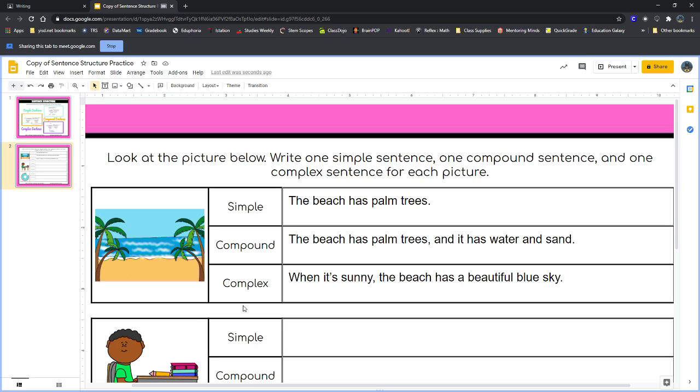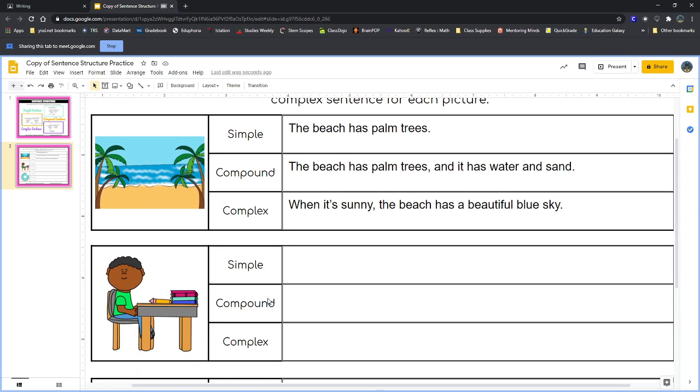Yes, Kylie. Oh, okay. So let's take a look at the next one because the picture is different now. Now we're not looking at a beach anymore, right? What are we looking at there, Kylie? Okay. Okay. So what is a simple sentence you can think of for that picture?